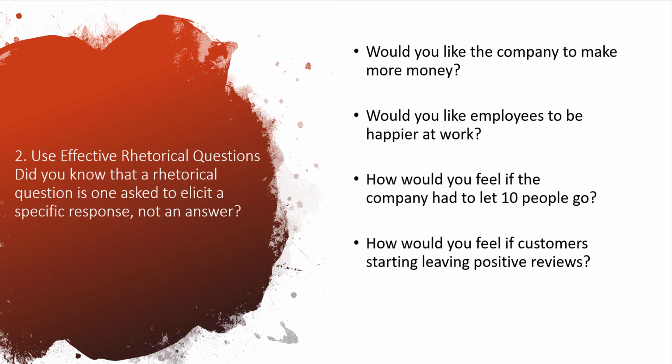You can do this in a sunshine and rainbow type of way, or you can do it in a doom and gloom type of way. So the opposite is these bottom 2 questions. How would you feel if the company had to let 10 people go? Like, oh gosh, I don't want to have to do that. And then you'll continue on with your sentence. If we don't implement this change quickly, we might find ourselves in that situation. So you can use these questions in a variety of ways.